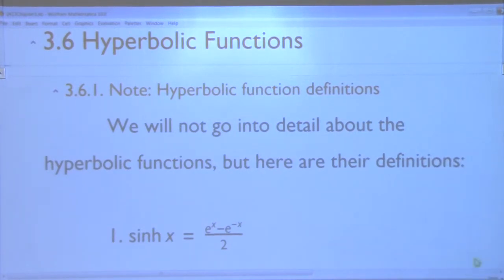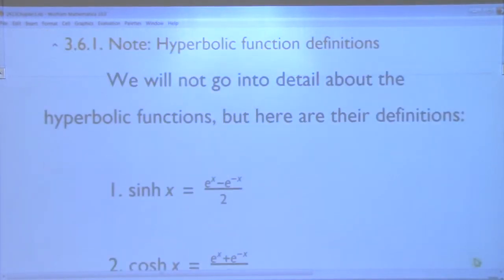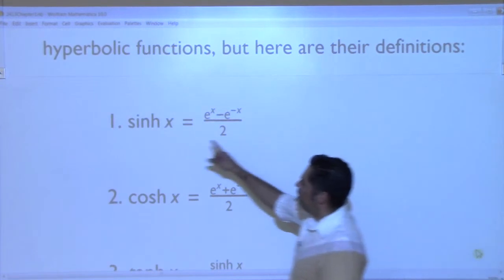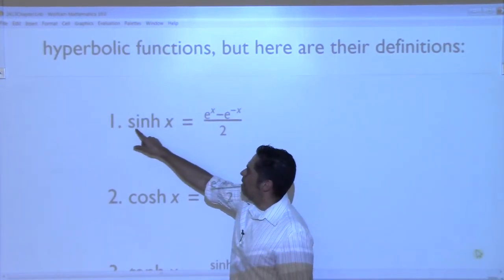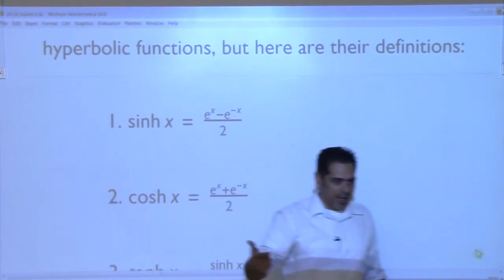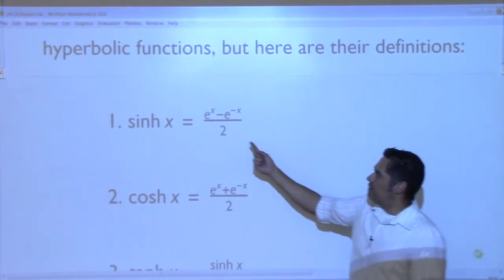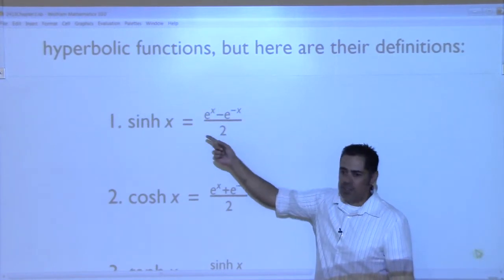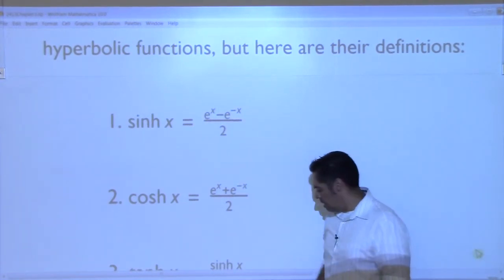So we have these things called hyperbolic trig functions, and they are very weird, all right? Here's the way you write it. You write like sine x, but you put an h there, and that lets you know you're talking about the hyperbolic sine function. This is the definition of it. This is not the derivative of it. This is the actual definition of hyperbolic sine of x.